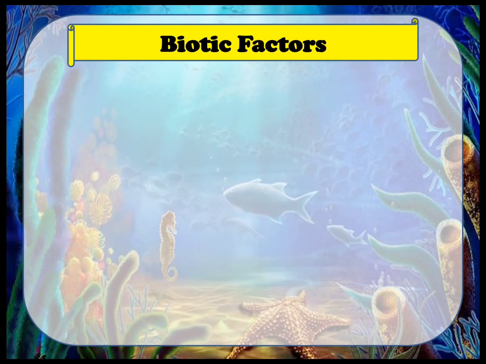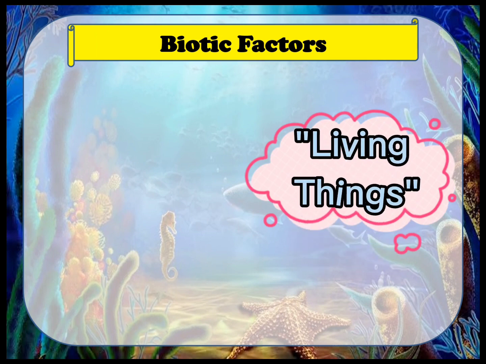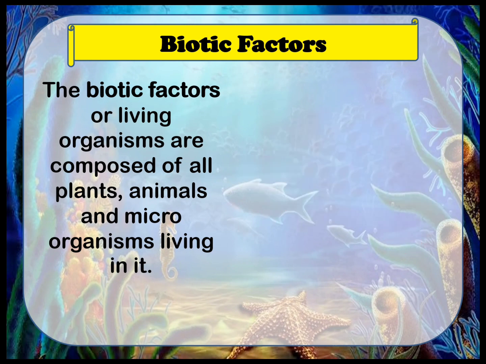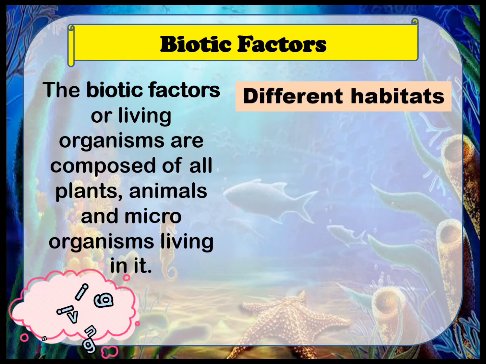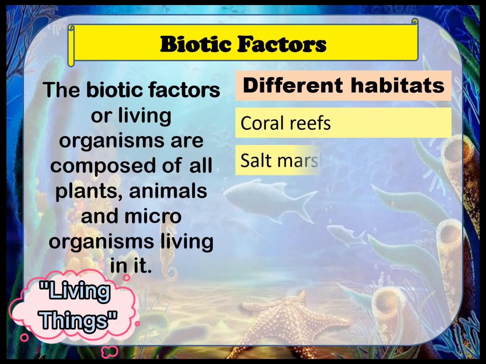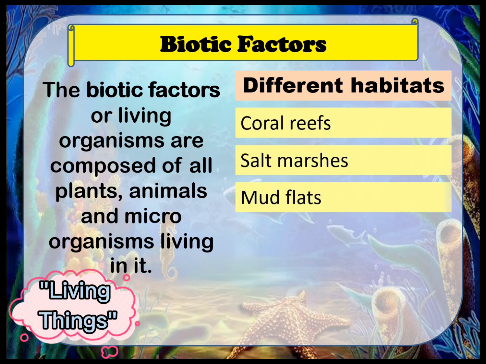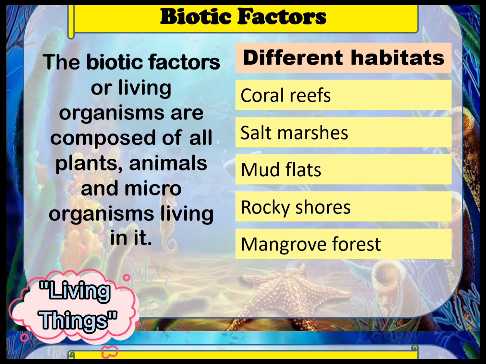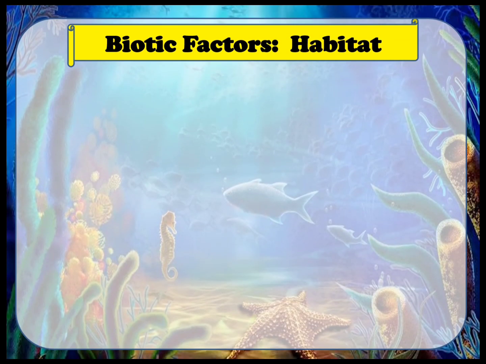Moving on with the biotic factors. The biotic factors or living organisms are composed of all plants, animals, and microorganisms living in it. Under these biotic factors are the different habitats. These are coral reefs, salt marshes, mudflats, rocky shores, and mangrove forests. Again, let's dig deeper into each habitat.